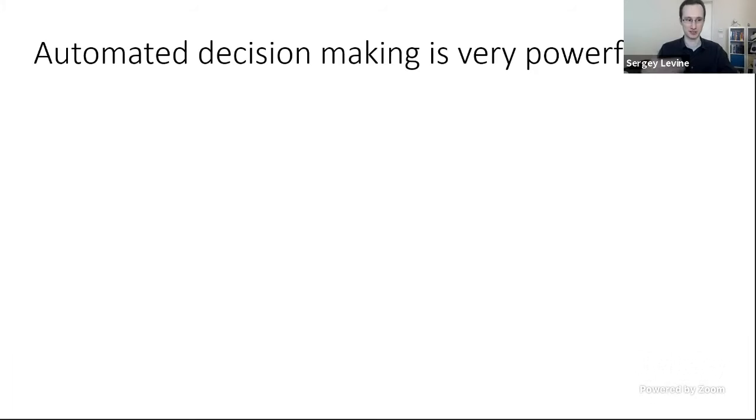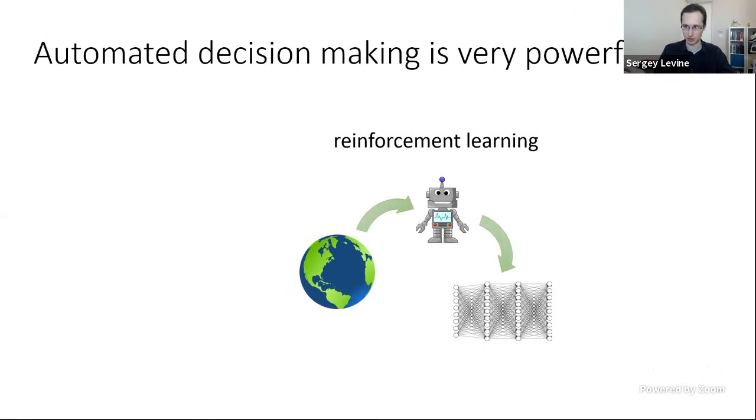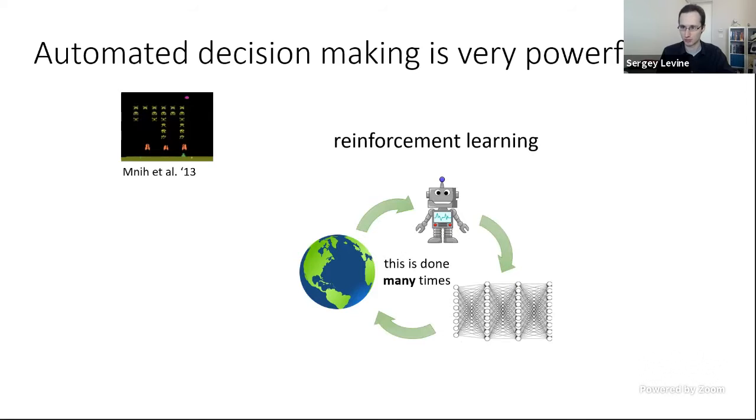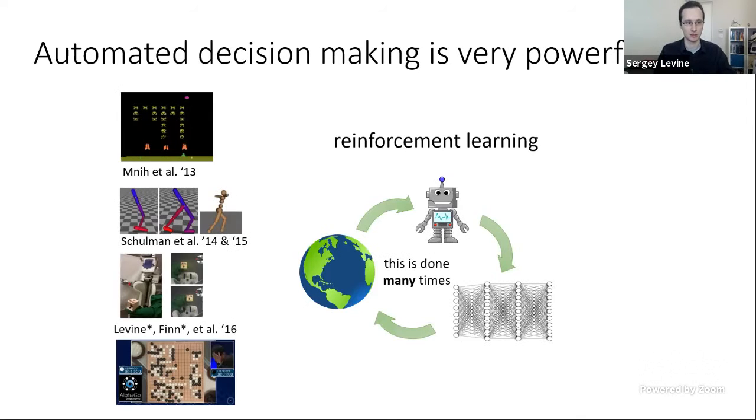There's also work on decision-making separately from this in the community. And we've seen that automated decision-making is, of course, very powerful. Everyone here is familiar with this, that you can set up a reinforcement learning algorithm that can play video games, control robots, and beat world champions at Go.